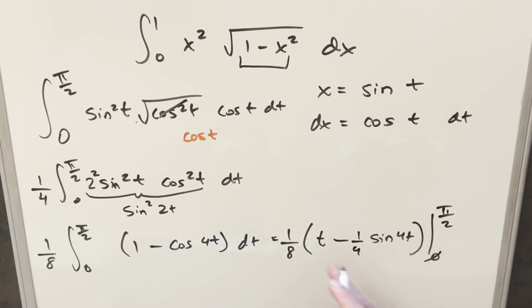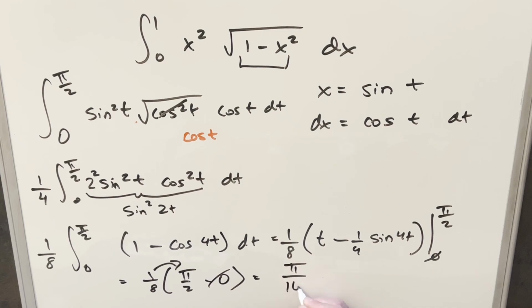Plug in pi over 2 here. We're going to have 1/8 times pi over 2. Now, when you plug pi over 2 in here, 4 times pi over 2 is 2 pi. Sine at 2 pi is just going to be 0, so we can ignore this. Distribute in the 1/8, and for my final solution to this, we just get pi over 16.